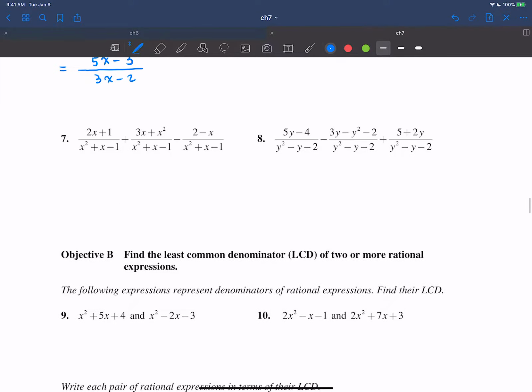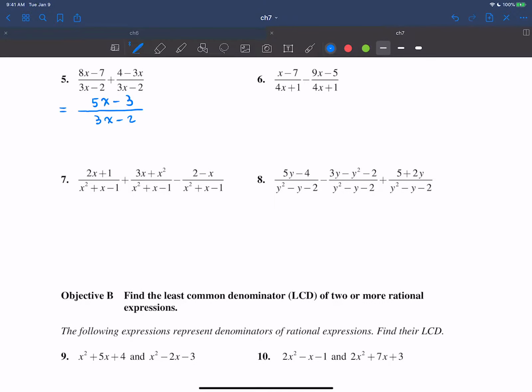Number 7, very similar to number 5. You have the same denominator everywhere, so we simply add the numerators. There's one thing to worry about, which is the negative sign in the last part, right here. So if you want to do it step by step, you could do 2x plus 1 plus 3x plus x squared. That's adding the first two numerators. And then we have subtraction. So when you do subtraction, you simply reverse the signs.